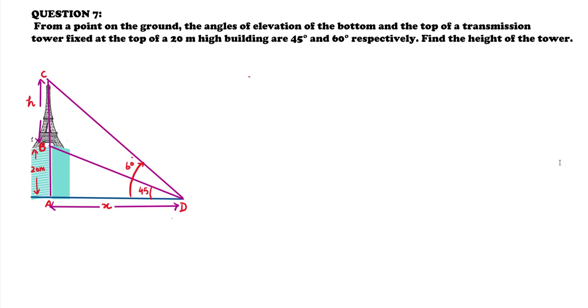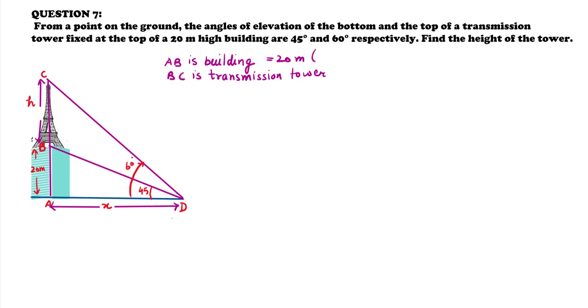So there is a building and on that building we have a tower. And from the ground at some distance there is a point D. From there we are first looking at the top of the tower, then we are looking at the top of the building, or we can say at the bottom of the tower. So let AB be the building and BC be the transmission tower.